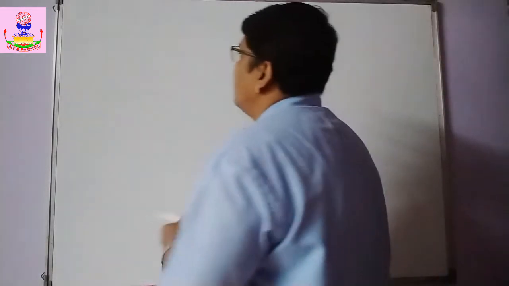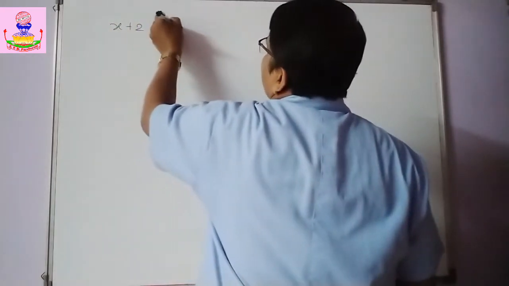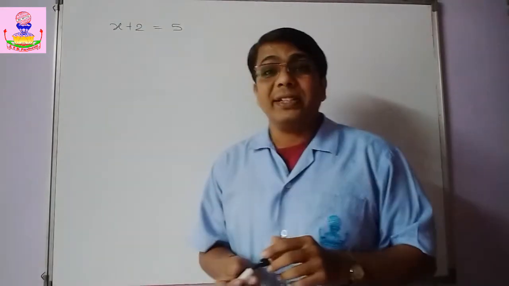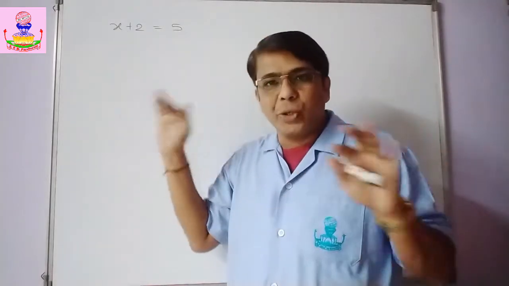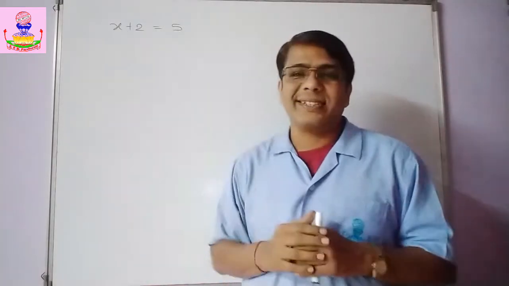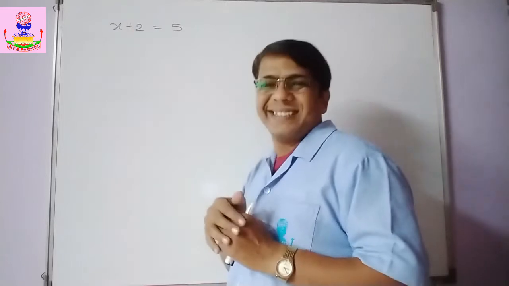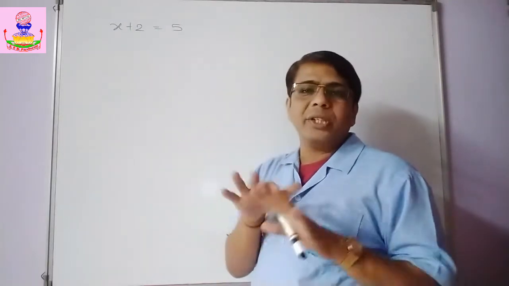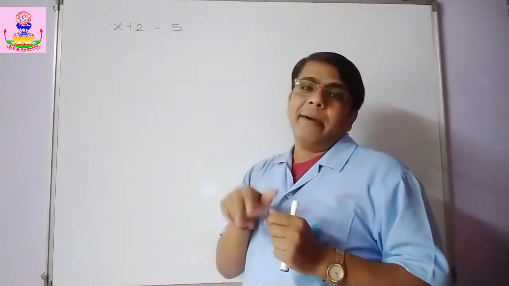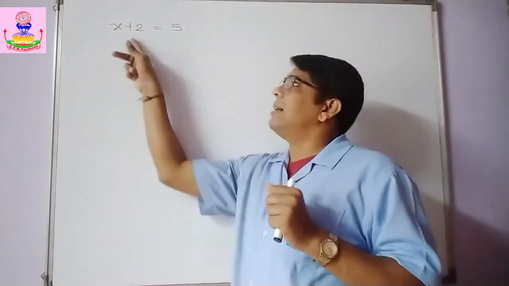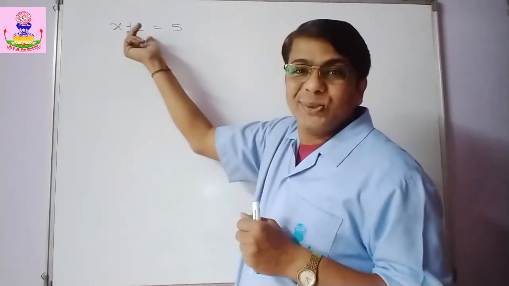For example, suppose this is x plus 2, that is equal to 5. So what is to be done? You have to find the value of x. While doing this, see the numbers nearby x. Because the right hand side is a constant number, no need to worry about it. My aim is to find x. Now here it is plus 2, so I want to remove this plus 2.